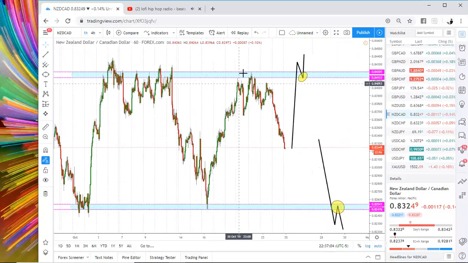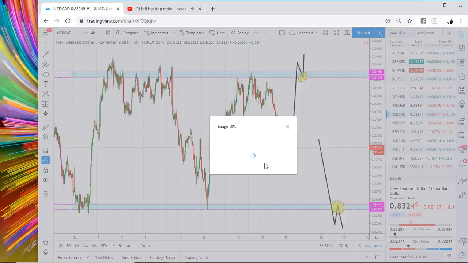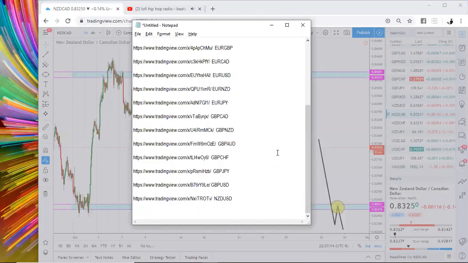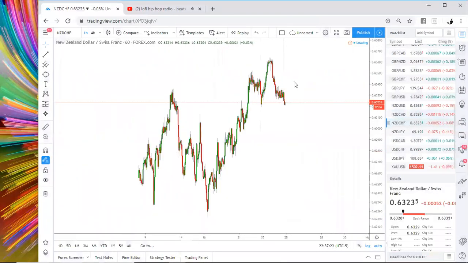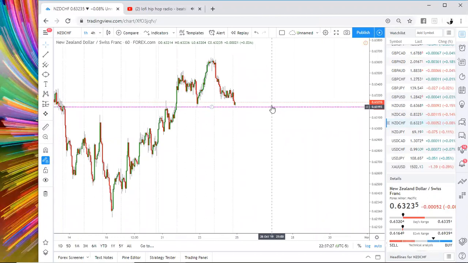Yeah, this floor and this ceiling. That's what I'm seeing right now. This one's really good. I like this.